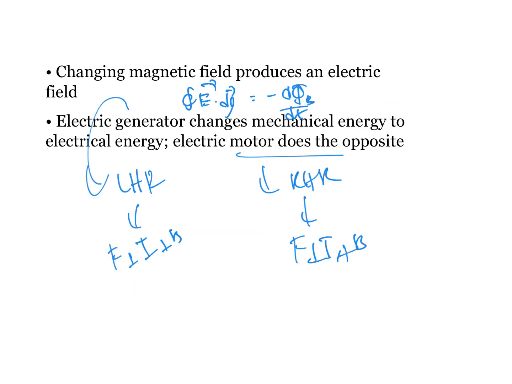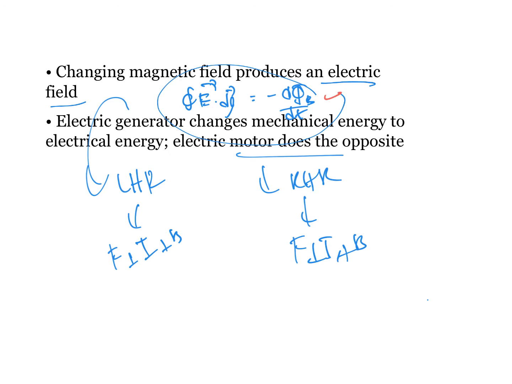Other than that, you need to understand that the change of the magnetic field not only produces an induced current, it also produces an electric field. That's the reason why you have this formula, the integral of E dot dL equals negative d flux B over dt.